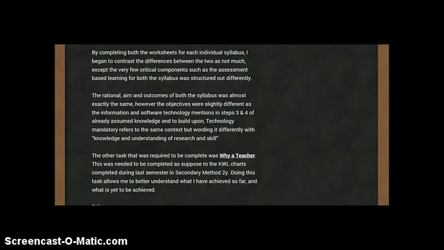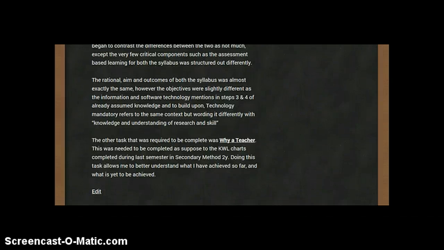of research and skills. The other task that was required to complete was Why a Teacher. This was to be completed as opposed to a KWL chart completed during last semester in Secondary Methods 2Y. Doing this task allowed me to better understand what I have achieved so far and what is yet to be achieved.